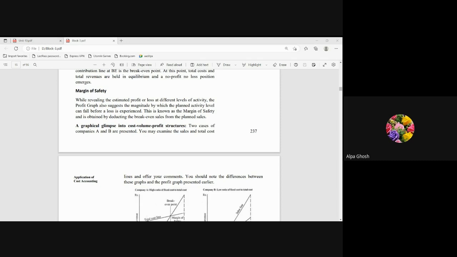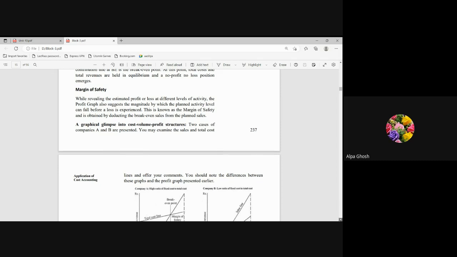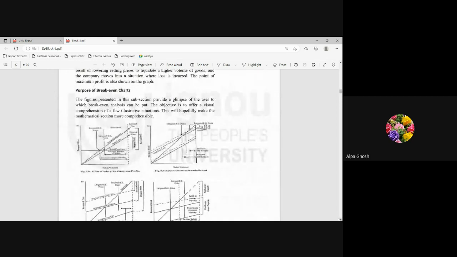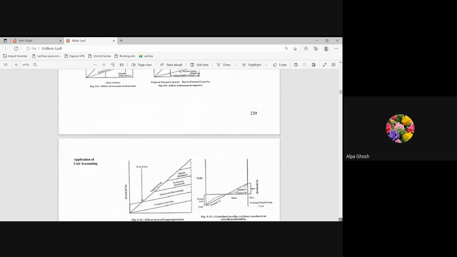So before a business reaches its break-even point, how much output or sales level can you bear, can you achieve? That is margin of safety. We will not go with the graphical representation, but definitely we'll come to it. There is no need of these charts.